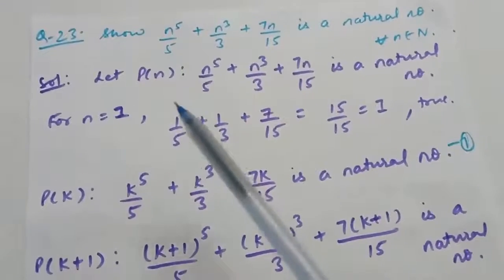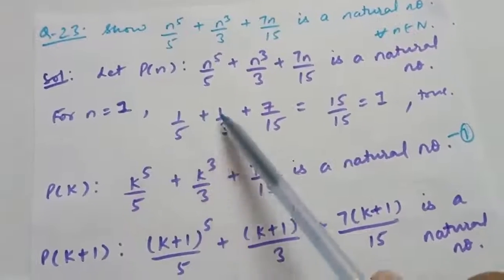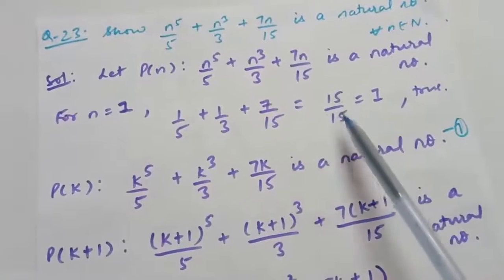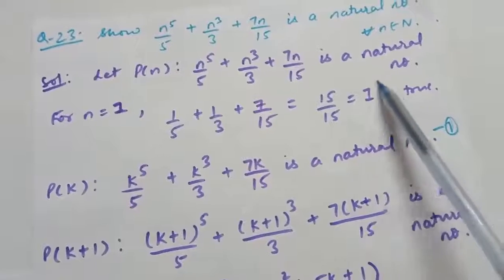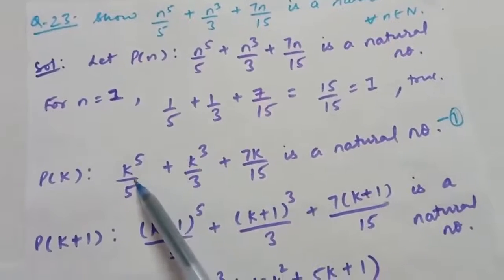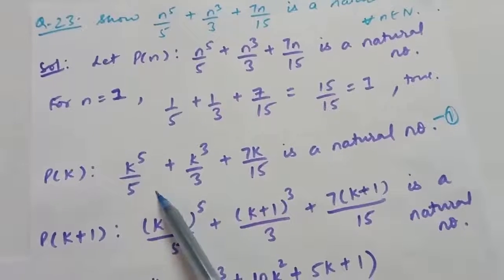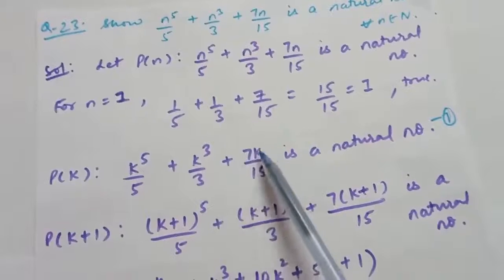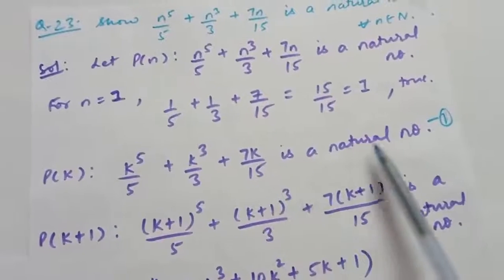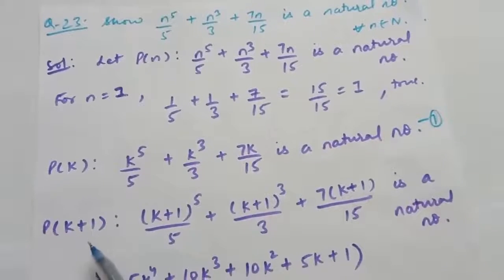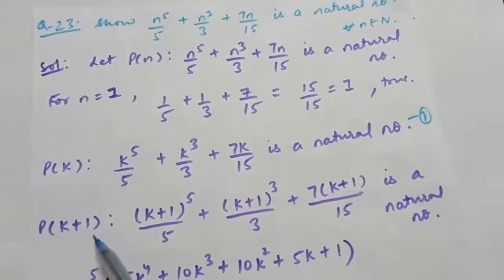Now for n equal to 1, this will be 1 by 5 plus 1 by 3 plus 7 by 15, which is 15 by 15 equal to 1. So this is a natural number, therefore true. Assuming for k that k raised to the power 5 upon 5 plus k cube by 3 plus 7k by 15 is a natural number, and let this be 1. Now we have to show for k plus 1.